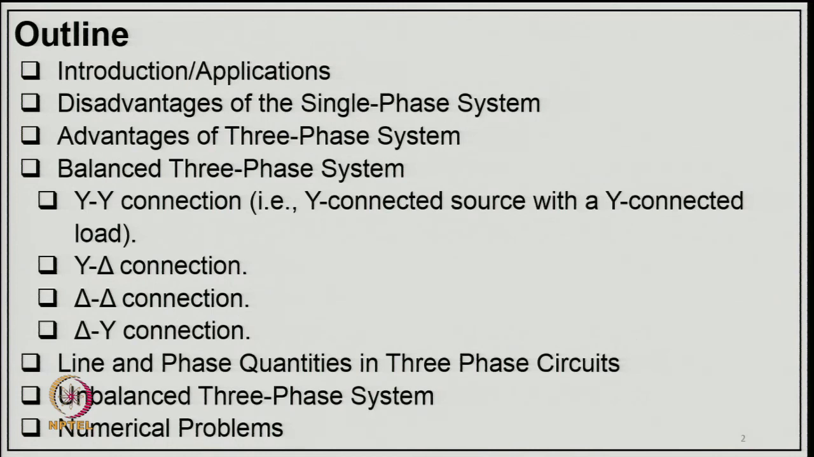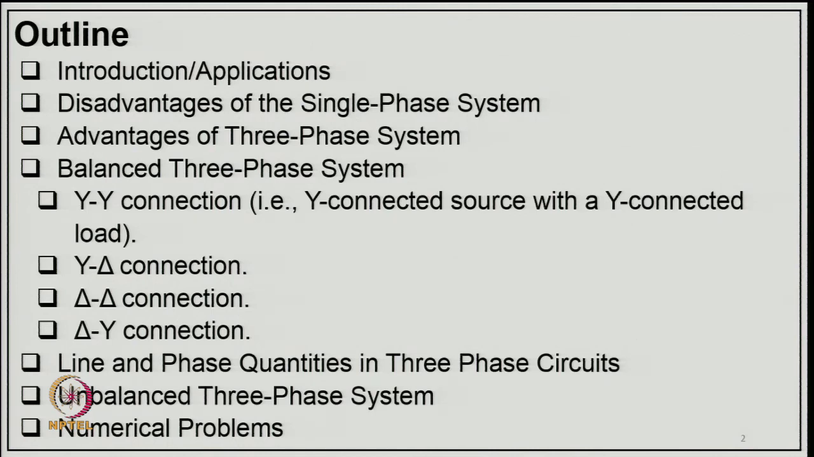Coming to the outline of the presentation, we will start by introducing the topic with the applications, and we will talk about the shortcomings or disadvantages of the single phase system. We will talk about the advantages of the 3-phase system, and about the balanced 3-phase system and the different connections, like star-star connections, the star connected source and star connected load. Then we will talk about the star connected source and delta connected load, and delta connected source and delta connected load, followed by the delta connected source and star connected load.